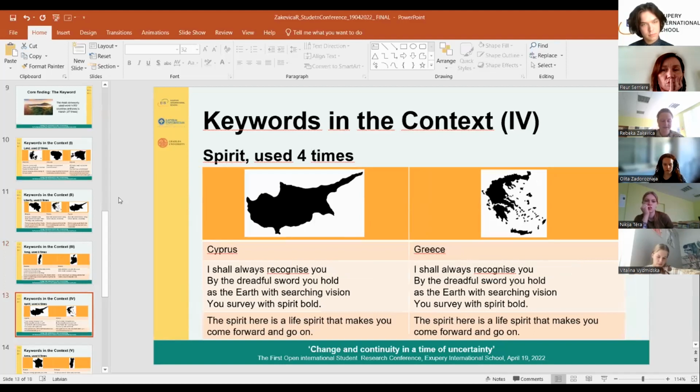Next keyword is spirit, used 4 times in such countries' anthems as Cyprus and Greece. Like I said before, Cyprus and Greece have the same anthem. "I shall always recognize you by the dreadful sword you hold, as on earth with searching vision you survey with spirit bold." The spirit here is a life spirit that makes you come forward and go on.